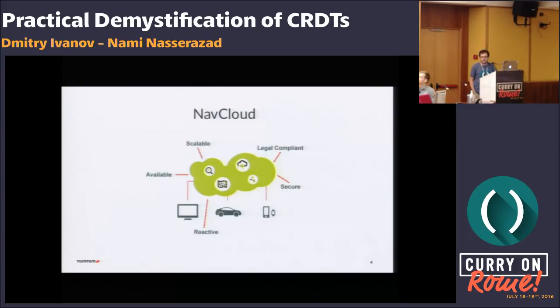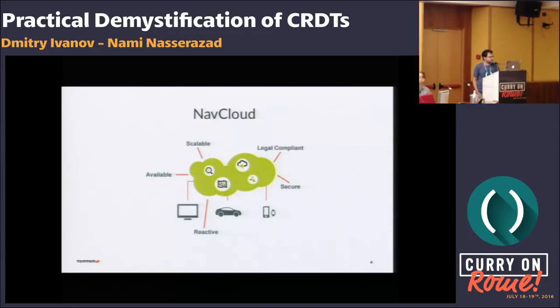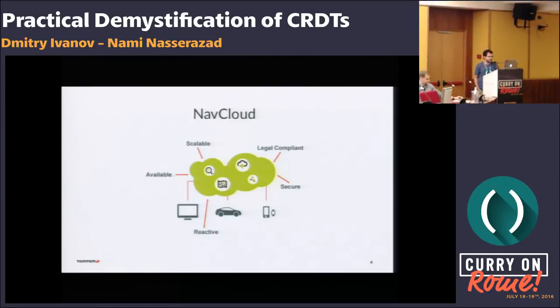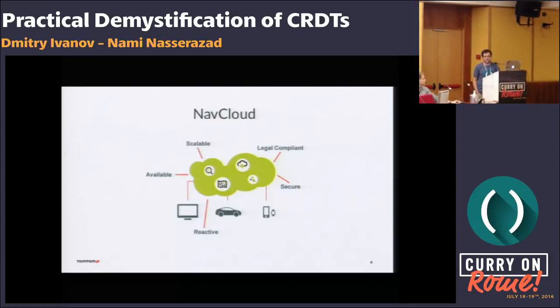TomTom has a lot of customers, of course, and a lot of devices in the market. All of them will gradually be enabled by NavCloud. So the service that we provide should be scalable and available. Because this is sensitive information, especially location-based information, we have to be really secure and also compliant to the legal requirements. And because this is a service that is going to be used in third-party applications, we have to be reactive and not degrade their performance.